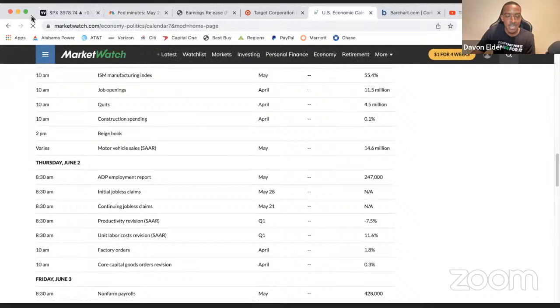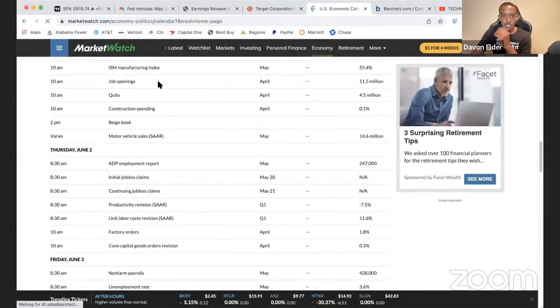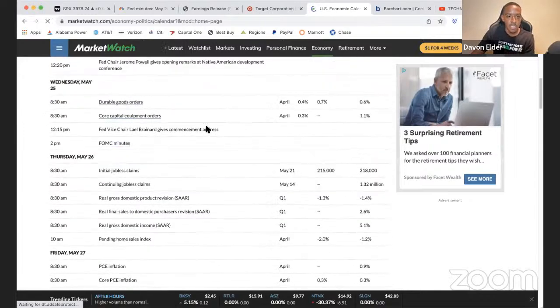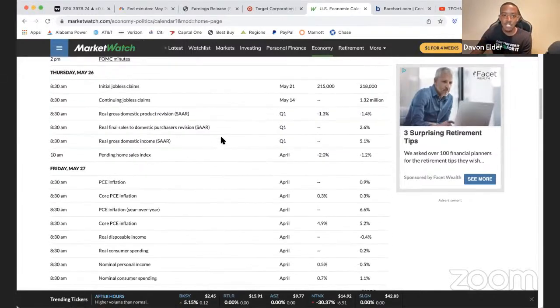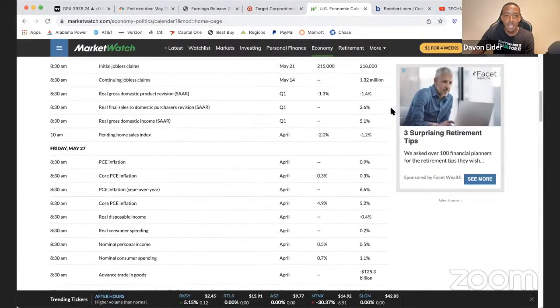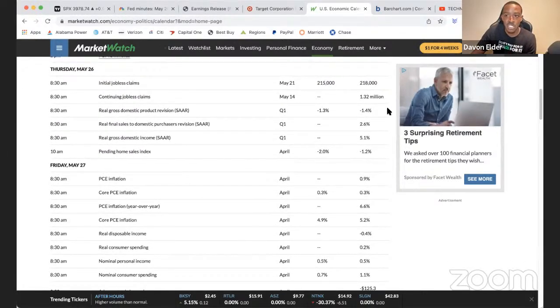The U.S. economic calendar. This is really a cheat code that I use from MarketWatch. So, key economic data that's going to determine where we move in the market over the next 2 weeks. Real gross domestic product is coming out tomorrow. Pay attention. If it's negative, I don't think the market is going to take that well. They're not going to take a negative reading in GDP well.